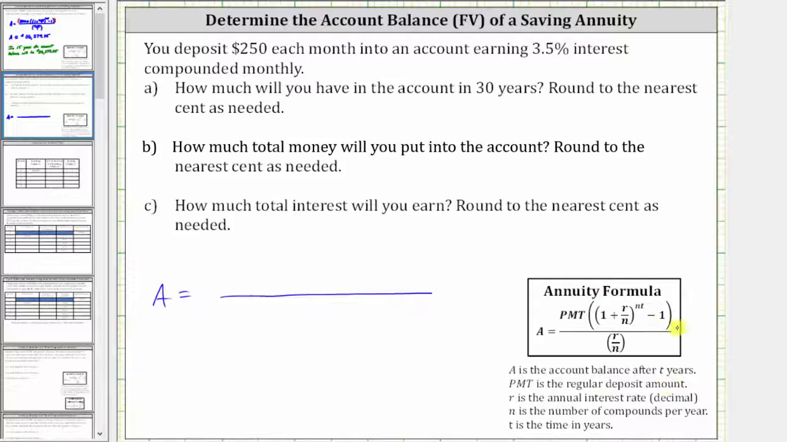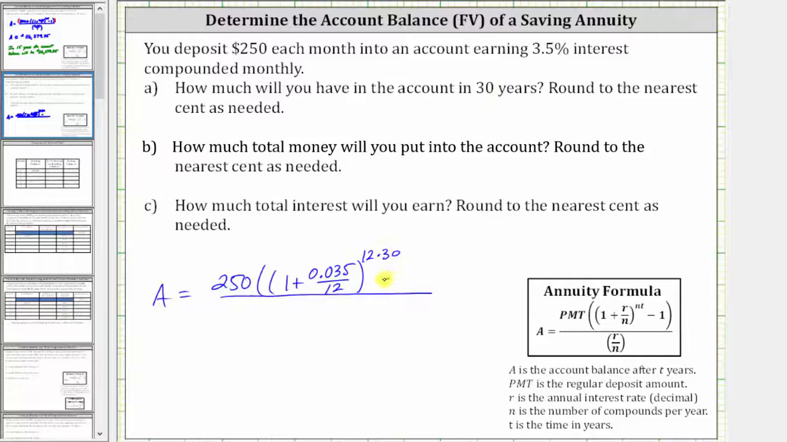PMT is the regular deposit amount, which in our case is $250. And then we have times, and then in parentheses, the quantity 1 plus R divided by N raised to the power of NT, where R is the annual interest rate as a decimal. The interest rate is 3.5%, and therefore R is 0.035. This is divided by N, the number of compounds per year. The interest is compounded monthly, and therefore N is 12. And the sum is raised to the power of N times T, where N is 12 and T is the time in years, and therefore T is 30.